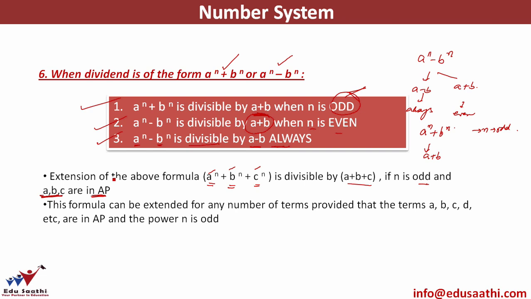And these a, b, c are in AP. AP means arithmetic progression. This formula can be extended to any number of terms, provided a, b, c, d, e, f, etc. are in arithmetic progression and the power n is odd. So this is the result that we can apply whenever the dividend is in the form of a raised to power n plus b raised to power n or a raised to power n minus b raised to power n.